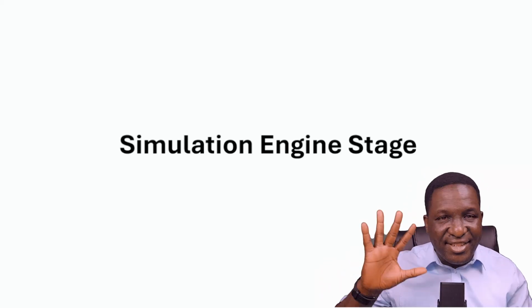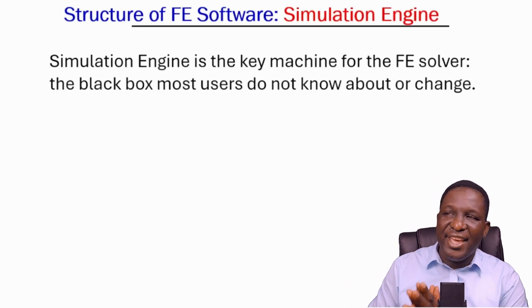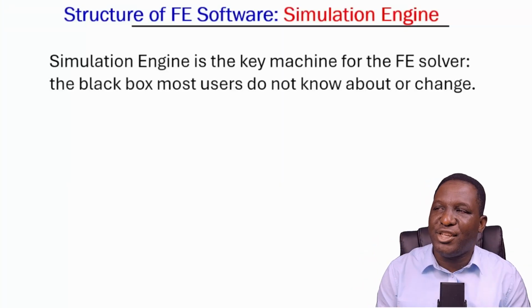So the next stage is the simulation engine. But what exactly is it? Now, the simulation engine is the key machine for the FEA solver. The preprocessor stage simply generates a keyword file. Now the actual execution in the FEA solver is done in the simulation engine.